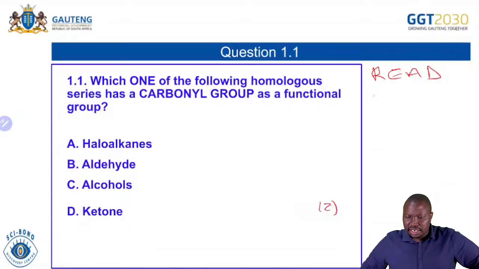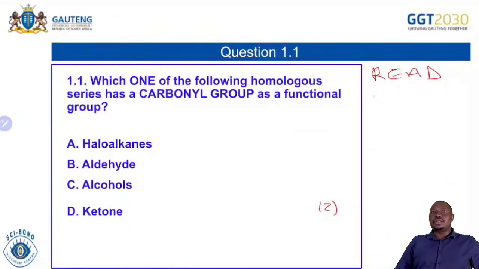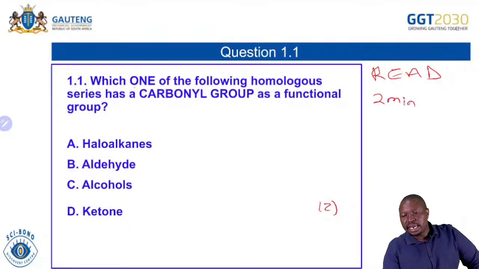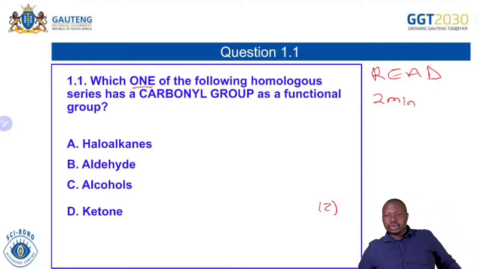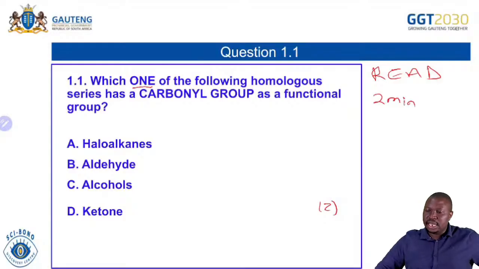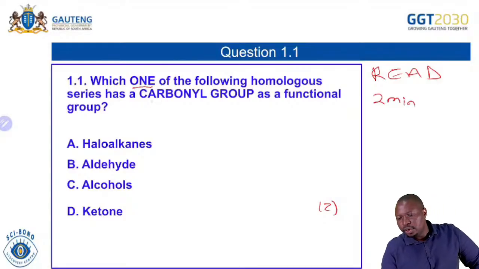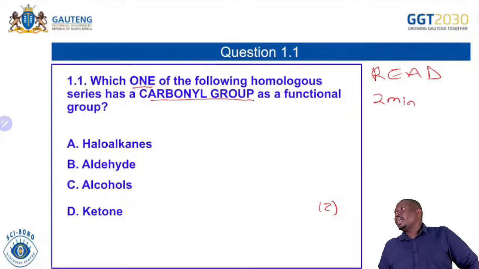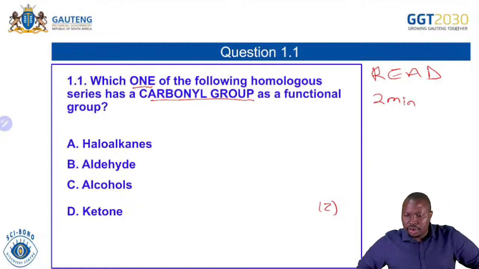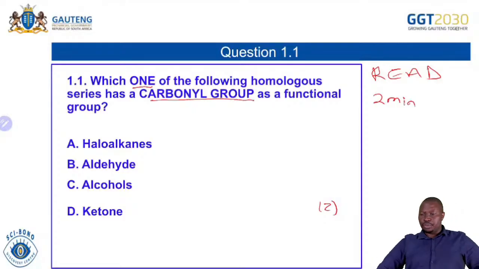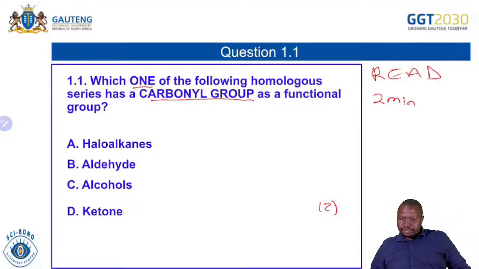So what you will do, you will read the question. We say which one. You can see ONE is written in capital letters. It shows that it's a keyword. You are not choosing 2, you are choosing 1. Which one of the following homologous series has a carbonyl? So carbonyl group is in capital letters there. It shows you that this is your focus now. That's what you're going to be focusing on. You are looking for a carbonyl group as a functional group.